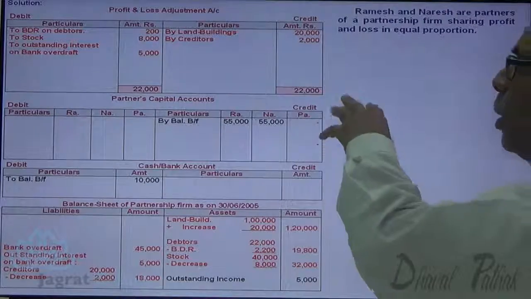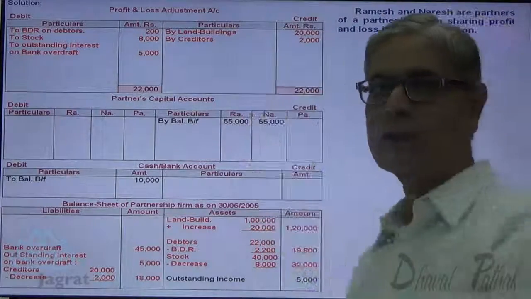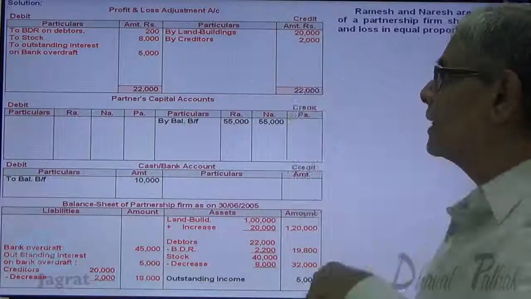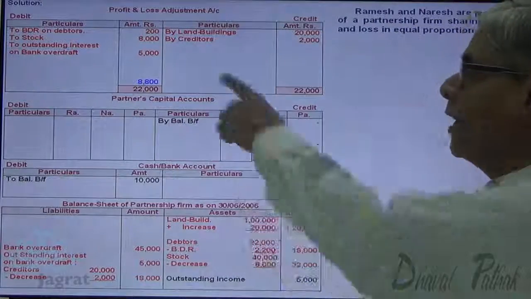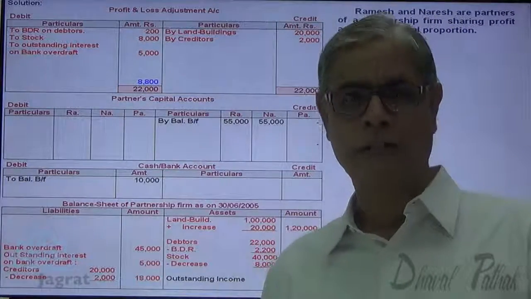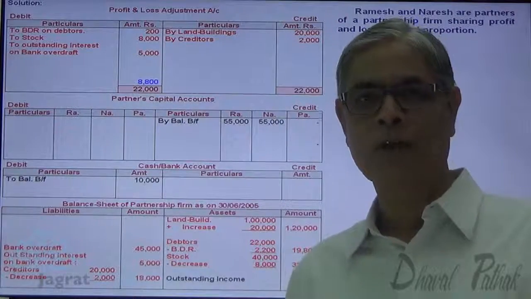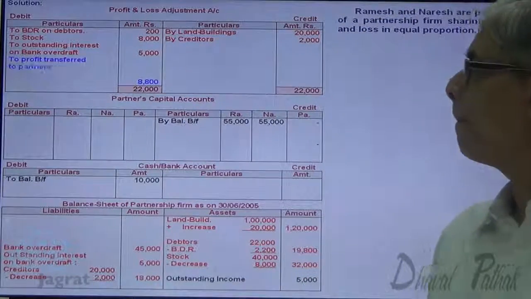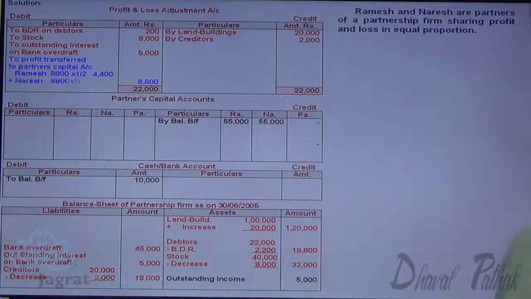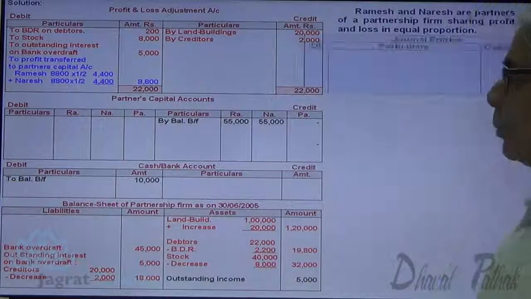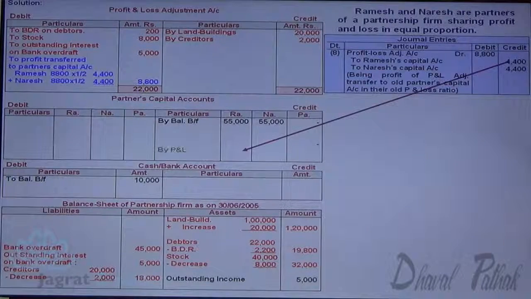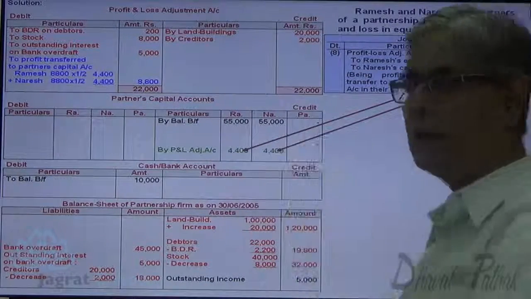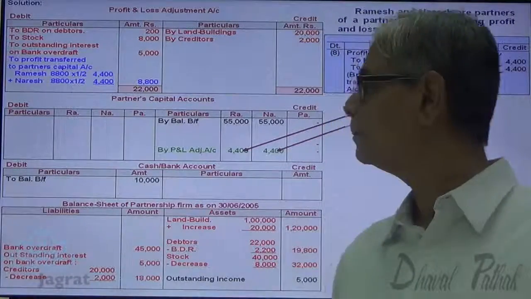Now after considering all these things, I want to close profit and loss adjustment account. Total of credit side is 22,000 minus 13,200. We get a profit. That profit will be distributed in the profit sharing ratio that is equal. So 4,400 is the distributed profit. Profit and loss adjustment account debit to partners capital account credit. So Ramesh capital account, Naresh capital account credit, profit and loss adjustment account debit 8,800. And this revaluation profit is credited to partners capital account.